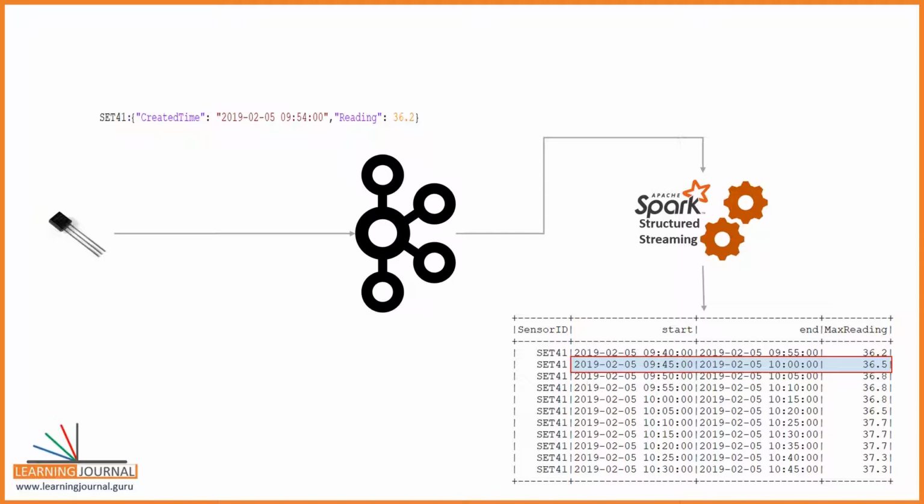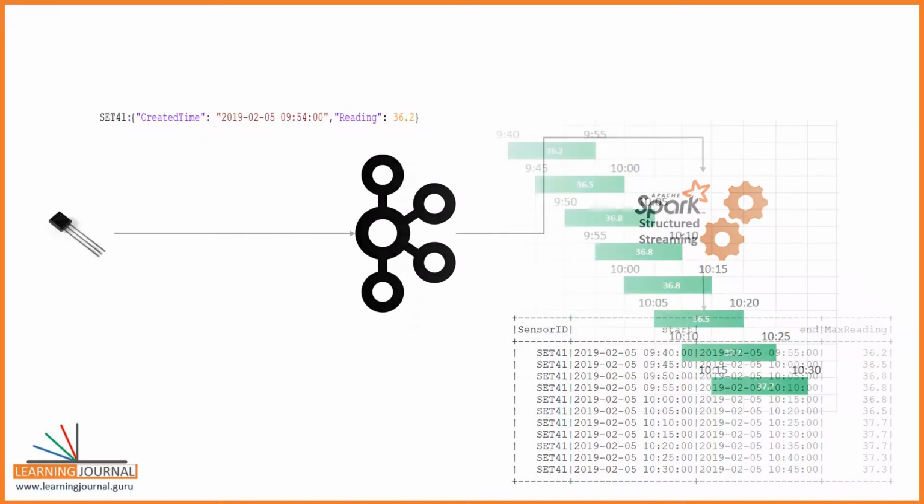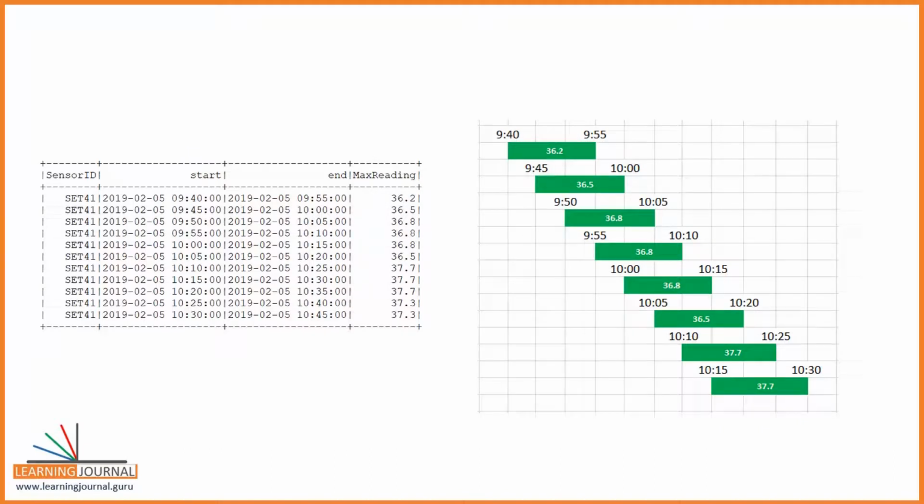Tumbling windows have two properties. Fixed size, but they are non-overlapping. But in this case, windows are overlapping. Let me show you a pictorial representation for the same. Here it is. So my first window starts at 9:40 and ends at 9:55. The max reading in this window is 36.2. Similarly, the second window starts at 9:45 and ends at 10. The max reading in this window is 36.5.